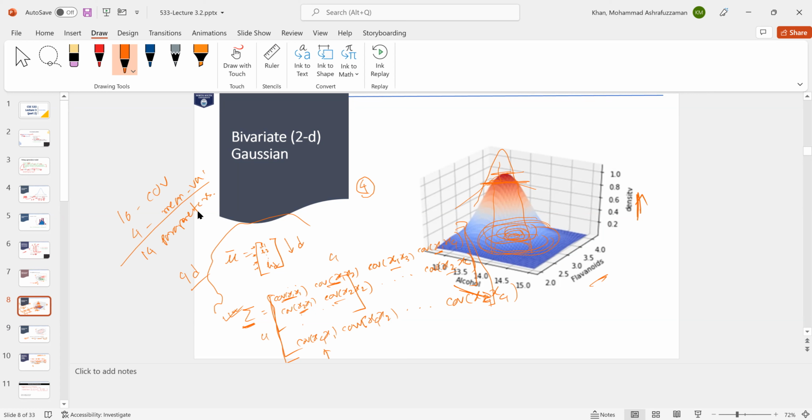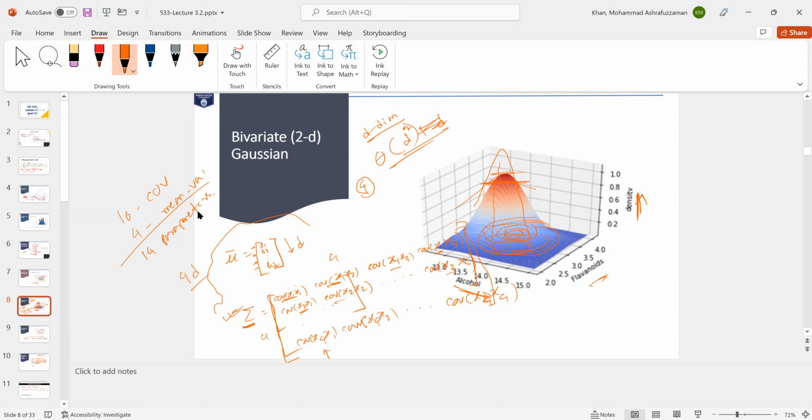In general, for a d-dimensional Gaussian distribution, we use a d-square covariance matrix, d-square values for covariances, and d values for the mean. So basically order of d-square, order of the number of features.